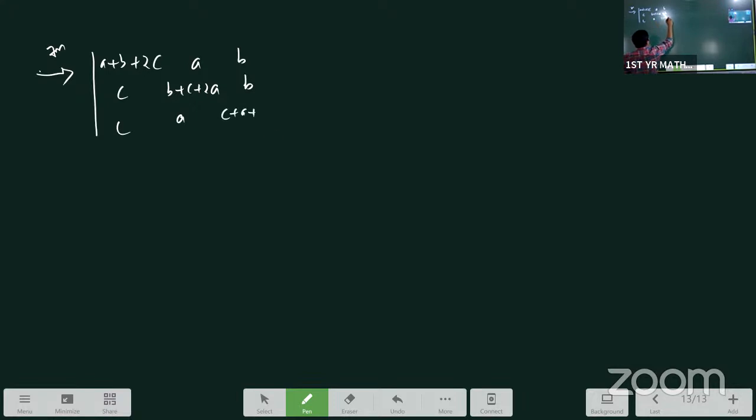See this question in determinants. It's very important for 7 marks. Show that the determinant with rows a plus b plus 2c, a, b; c, b plus c plus 2a, b; c, a, c plus a plus 2b is equal to 2 times (a plus b plus c) whole cube. Show that. Is it clear? Very important sum. Now listen everybody.